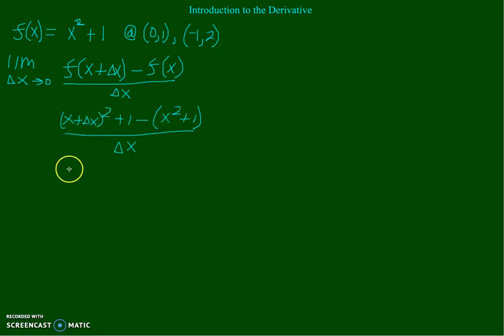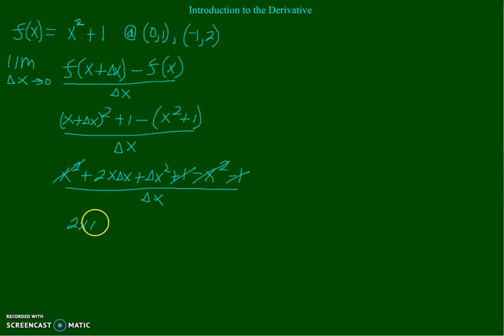Now we need a binomial expansion for this, which is x squared plus 2x delta x plus delta x squared plus 1 minus x squared minus 1 all over delta x. Now let's do some simplification here. We can see that this x squared and this x squared go away. 1 and negative 1 go away. We're left with 2x delta x plus delta x squared all over delta x. Here we take away our delta x terms, so this cancels that, and we're left with 2x plus delta x.